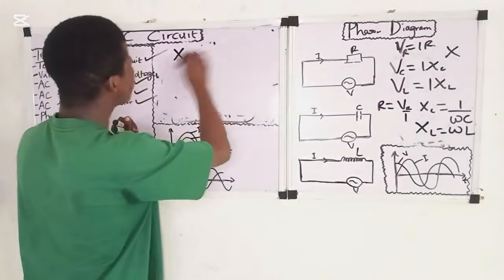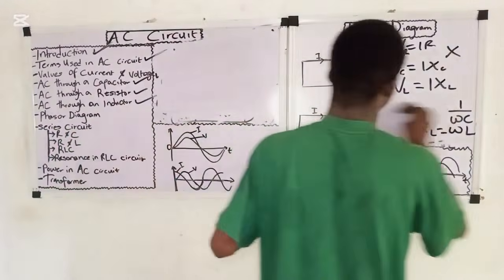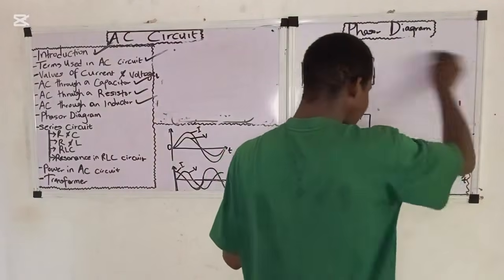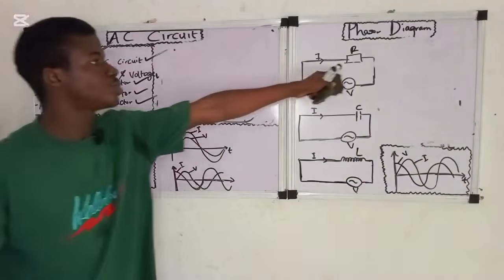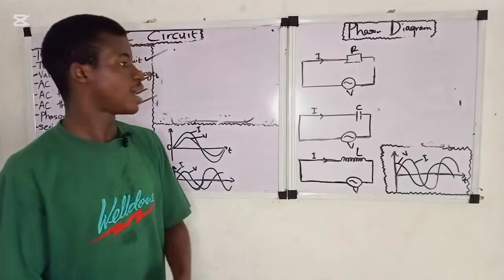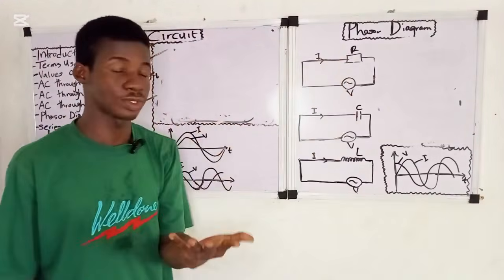Let's move to the phasor diagram. Now let's start with alternating current through a resistor. That is the phasor diagram. Now we see a circuit that contains an AC source.